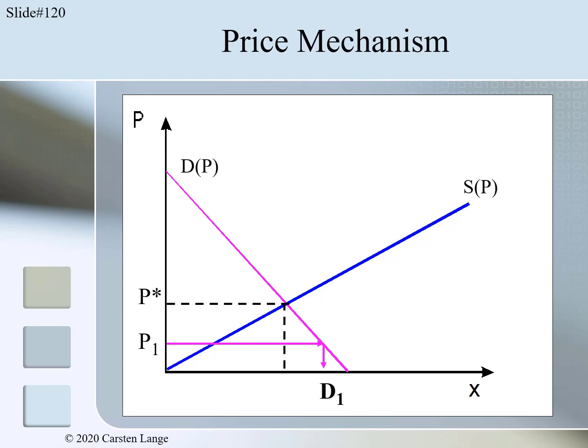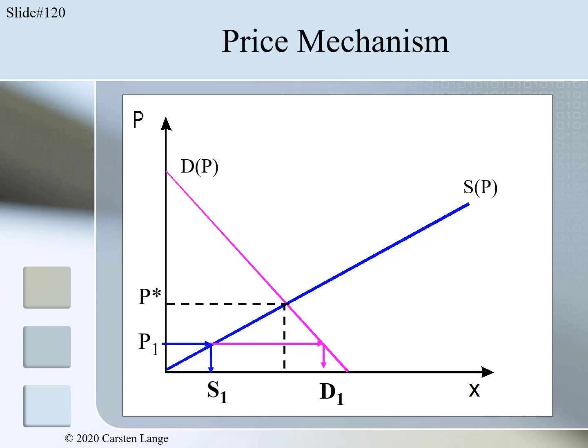Which supplied quantity will go with this price? We start again at P1, go horizontally this time until we reach the supply curve, then we go straight down until we reach the quantity axis and mark the point with S1, showing this is the supplied quantity which goes with the price P1. D1 is further to the right than S1.